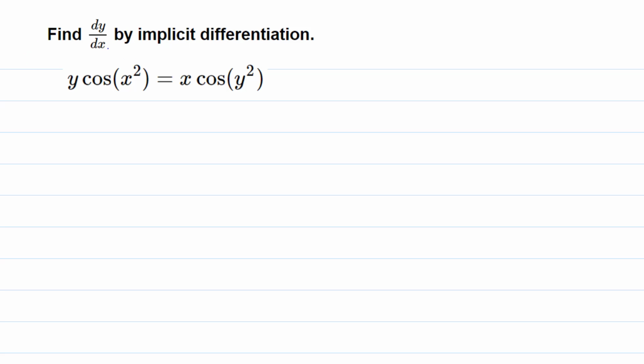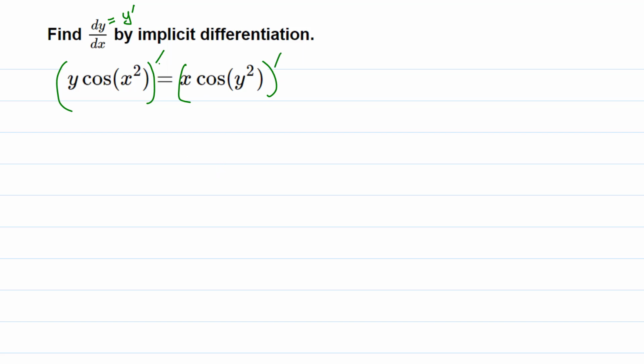Find dy over dx by implicit differentiation. To make my calculation easier looking, I want to write y prime for dy over dx. So y prime means derivative of y with respect to x. So what we always do is take the derivative of the left hand side with respect to x, and the same thing on the right.